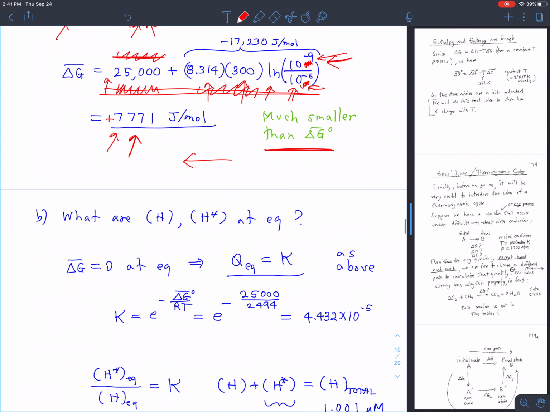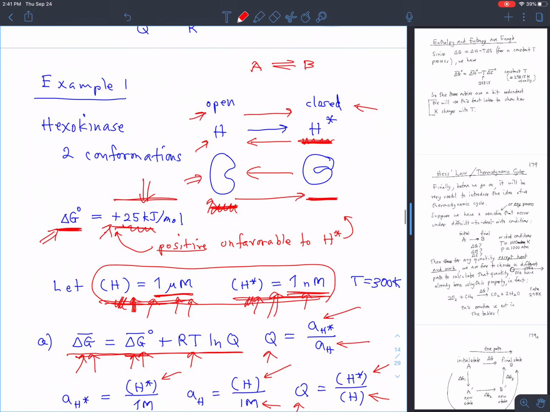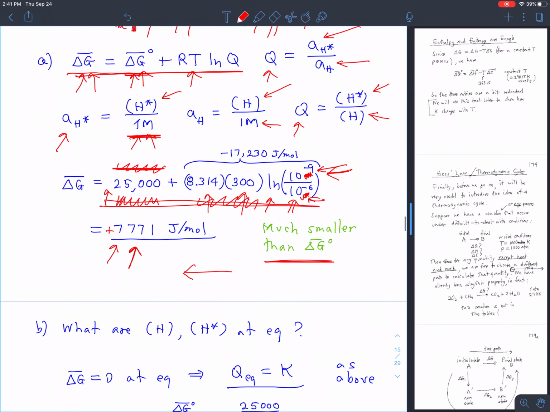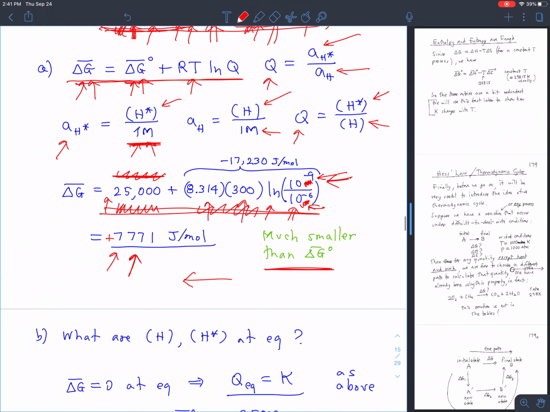All right, that's one thing we can do. With this reaction, we can just look at what the driving force is for a specific set of conditions, which we chose sort of out of the blue here, but you could do it for any set of conditions.